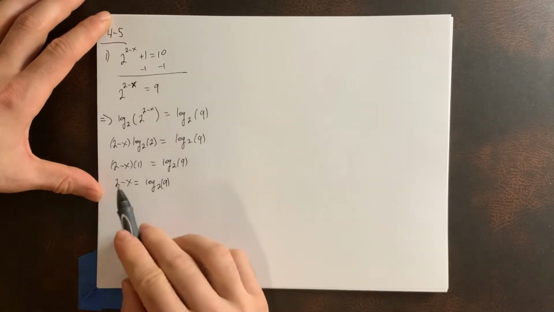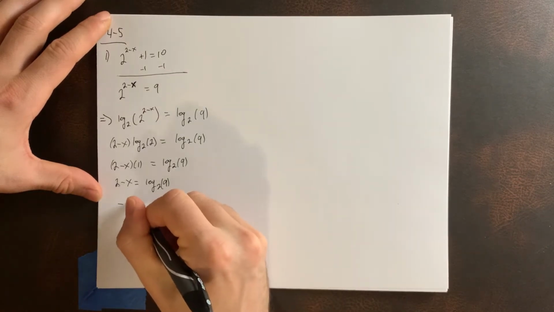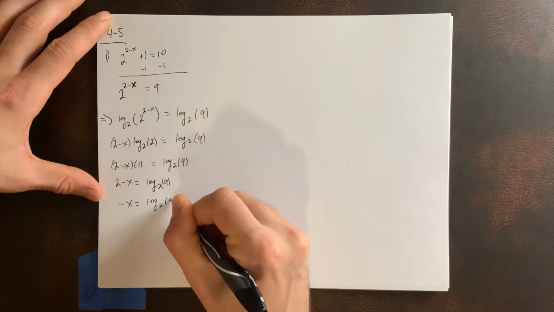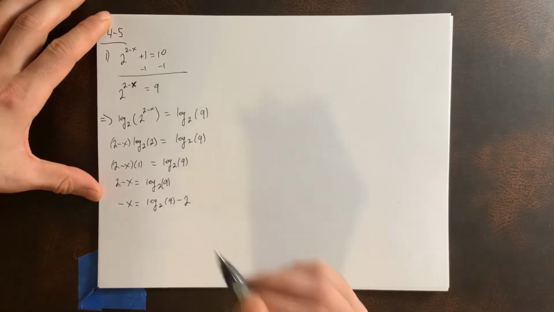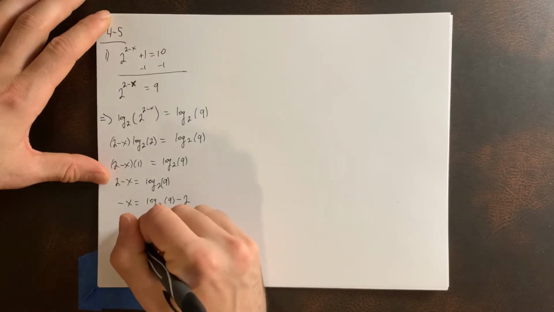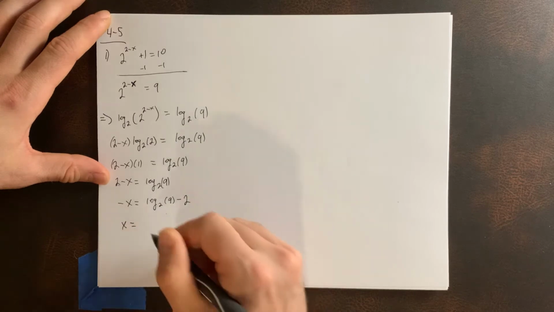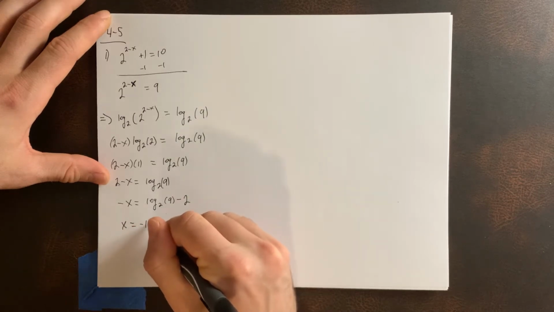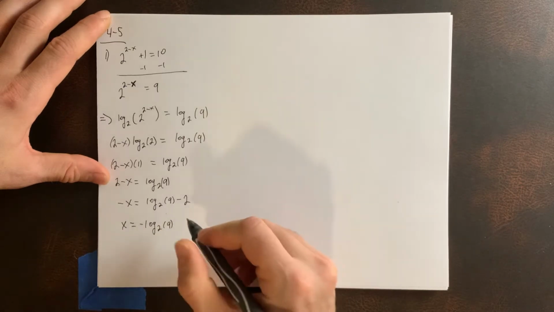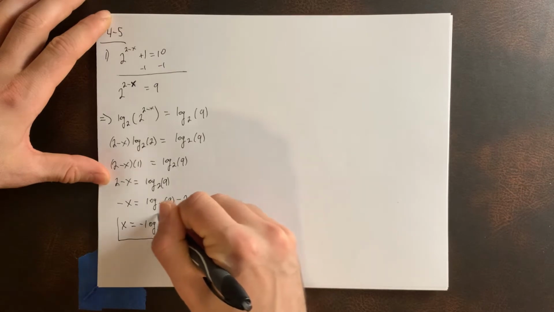And then what we can do now is subtract this 2 over to the right-hand side. Okay, now let's multiply both sides by a minus. So this is going to become plus x over here. And we're going to multiply this side by a minus, so we'll have minus log base 2 of 9. And multiply this minus 2 by a minus, so it turns into plus 2. So this would be our answer.